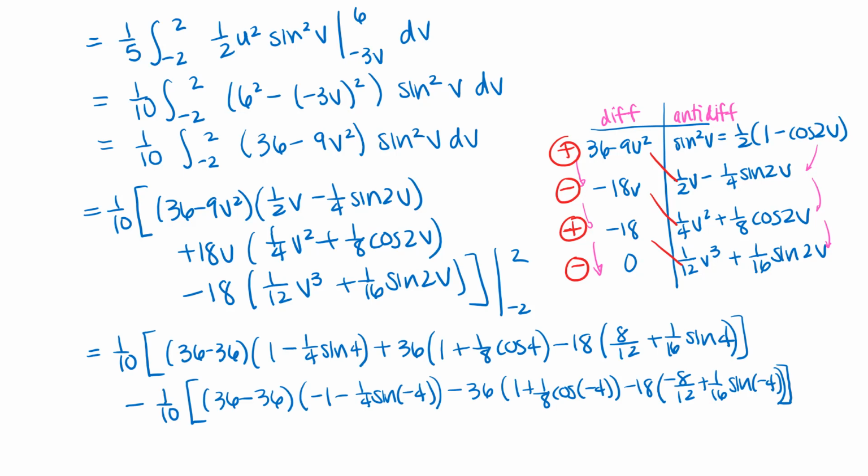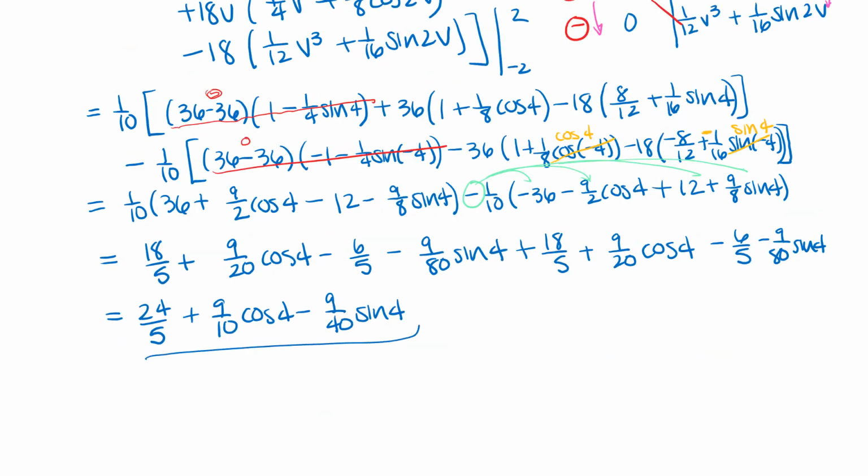Okay, so once I've plugged in my limits of integration, this whole first part here with the 36 minus 36, that will be a factor of 0 times whatever's after that, so that will drop out. Okay, on this next part, there are a couple of trig identities that might be kind of useful. Cosine is an even function, so cosine of -4 is the same thing as cosine of 4, and sine of -4 is the same thing as negative sine of 4, since sine is an odd function. Okay, so here is what we end up with at the end after I do all my simplifying. So that would be our answer in exact form.